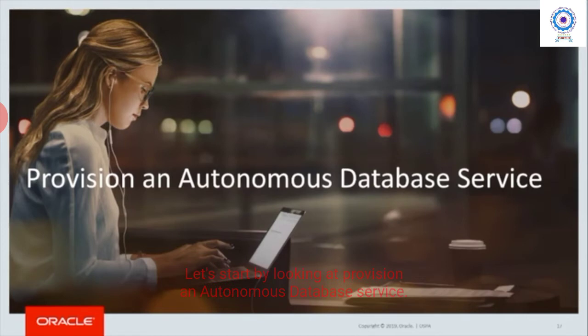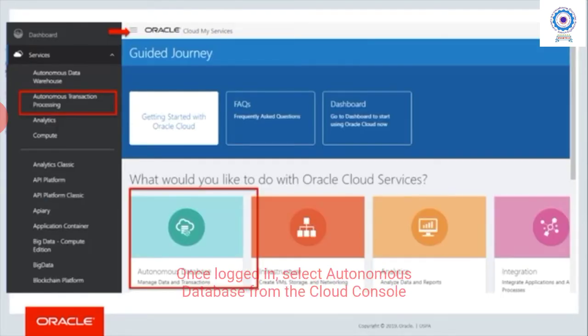Let's start by looking at provisioning an Autonomous Database Service. Once logged in, select Autonomous Database from the Cloud Console if the icon is displayed. If you don't see an Autonomous Database icon, on the top left there is a drop-down menu, and from the drop-down menu you can select Autonomous Database.